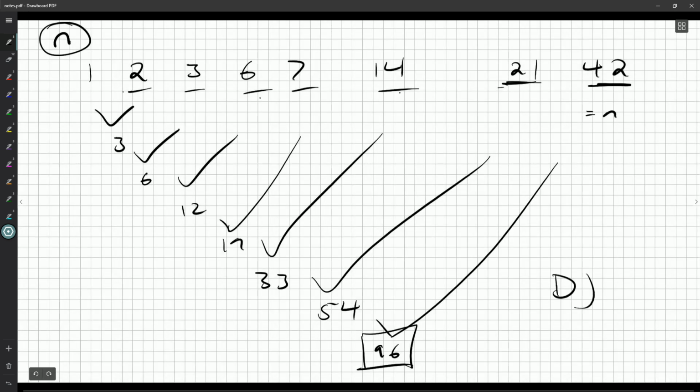D will be our answer for question 20, and that's going to conclude part B. So up next, we're going to be going through part C with question 21 to start us off.